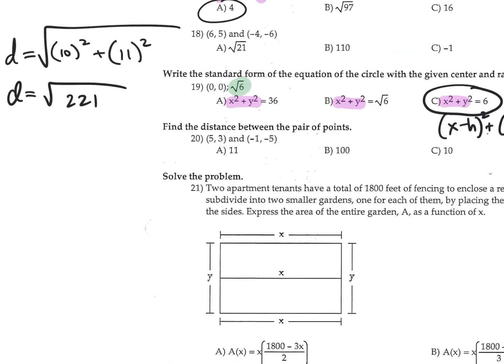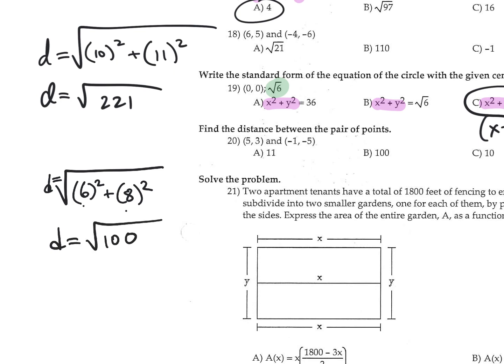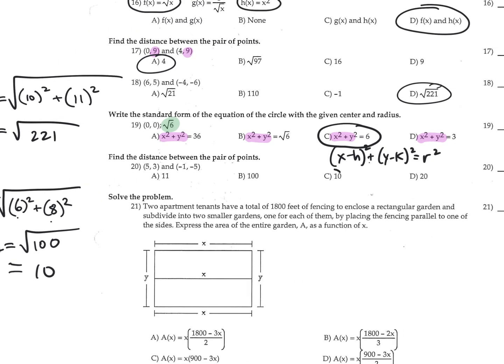And finally, on number 20, we have another distance problem. Again, our distance is going to be the square root of the change in x, which is 6 quantity squared, plus the change in y, which is 8 quantity squared. Our distance here will be the square root of 36 plus 64, which is 100. That distance will be 10. And I can see that option C is the best one to choose.